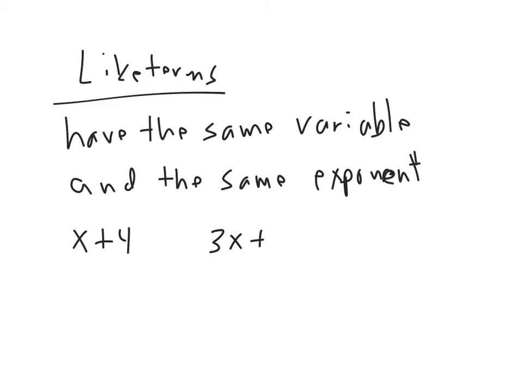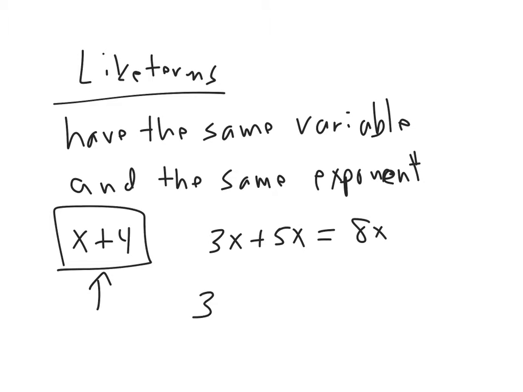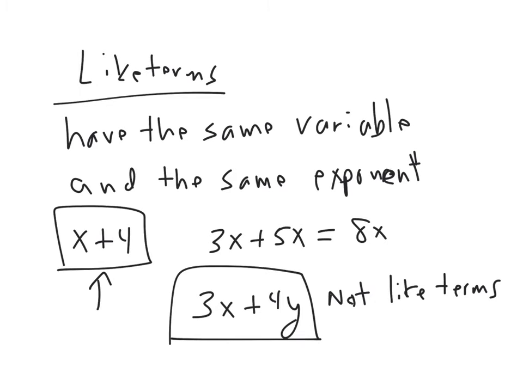But what if I had this? Are those like terms? Yes, they are, because they have the same variable and the same exponent. And so I can add those together to make 8x. These 2 I can't put together. I have to leave them separately with that plus sign in between there. Okay, so what about this? What if I have 3x plus 4y? Not like terms, are they? Because they're not the same variable. Okay, so I have to leave them separately like this.